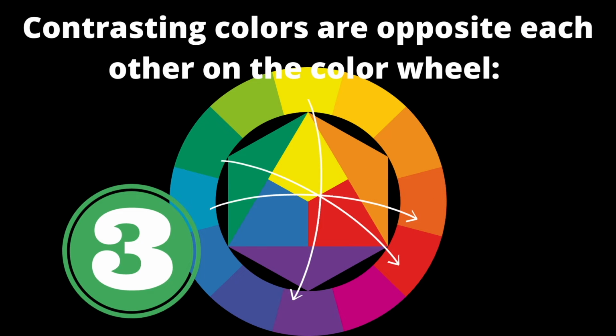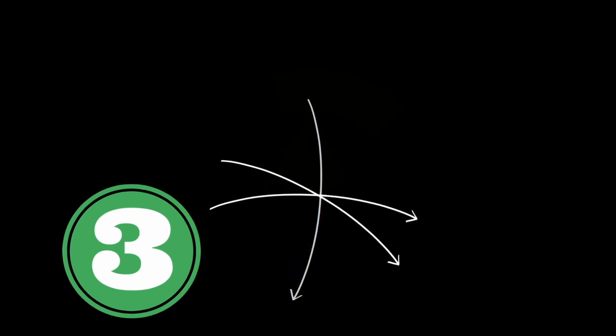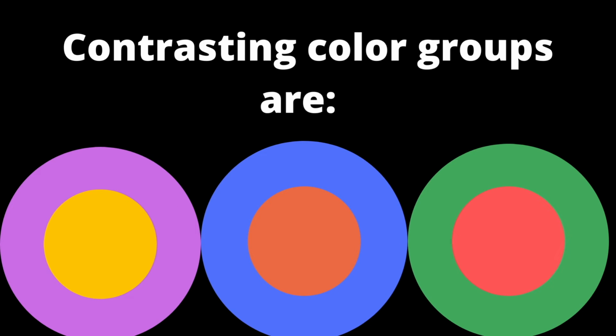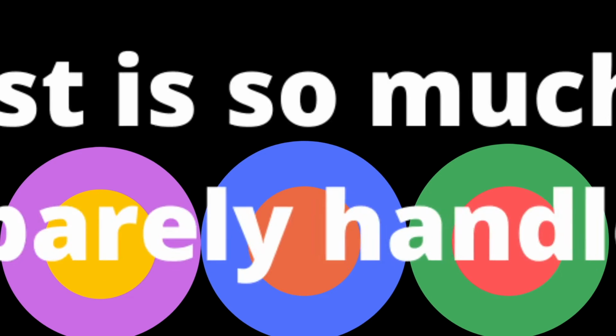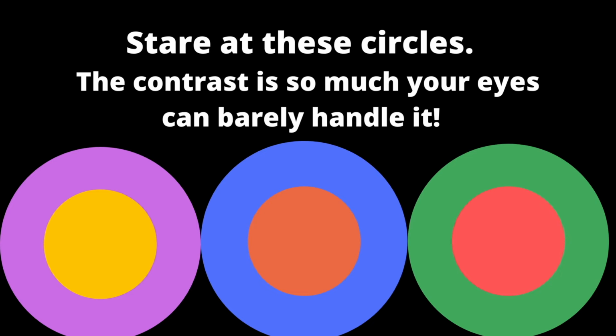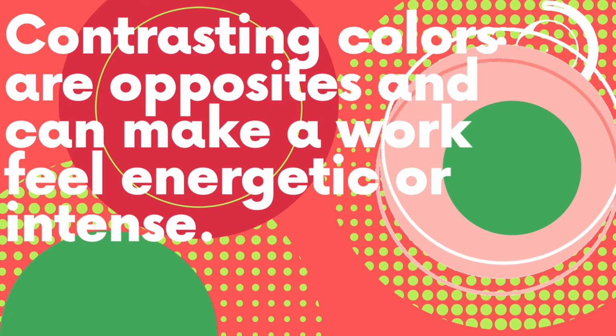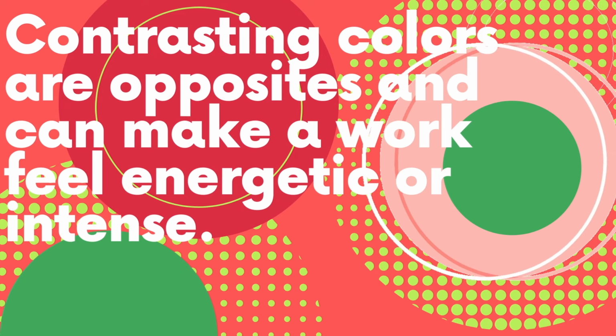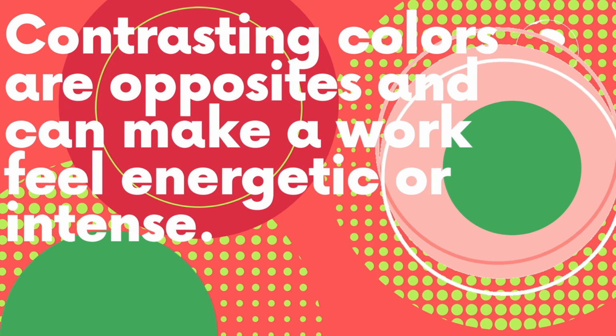Contrasted colors are opposite each other on the color wheel. That's the third way colors can be grouped. The contrasting color pairs are purple and yellow, orange and blue, and green and red. If you stare at these circles, the contrast is so much your eyes can barely handle it. They'll start to kind of freak out. It's sort of interesting. So just stare at that for a minute and see what happens. Contrasting colors are opposites and can make a work of art feel energetic or intense.